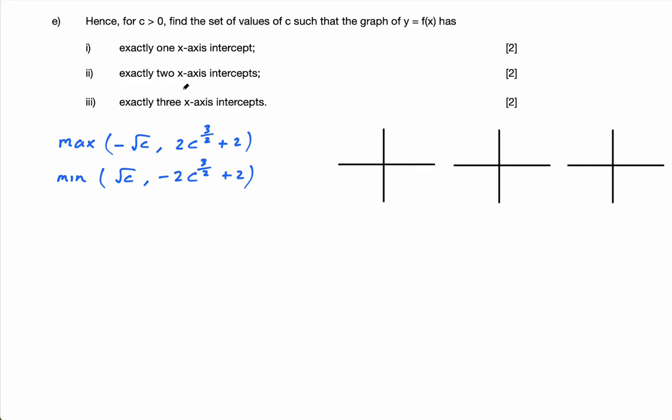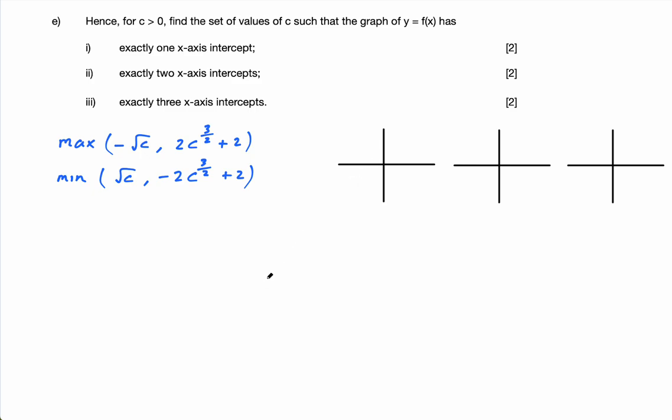Okay, so for part E, it says for c is bigger than 0, find the set of values of c such that the graph of y equals f of x has exactly 1 x-intercept, 2 x-intercepts, and 3 x-intercepts. What they're actually talking about, I just want to show you graphically. 1 x-intercept will be a graph that looks like this.